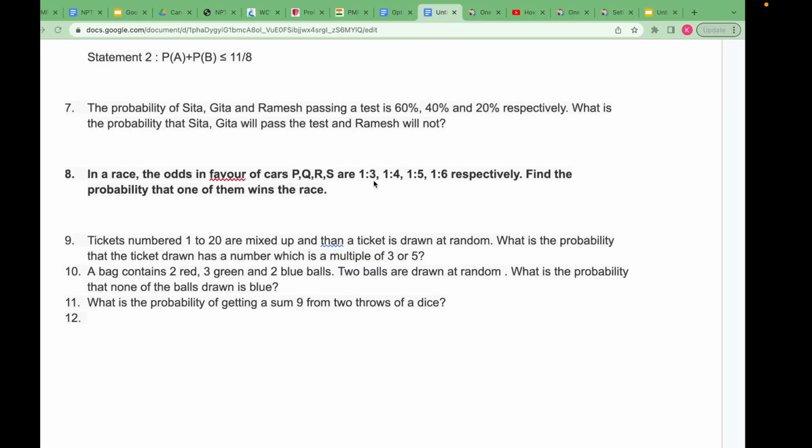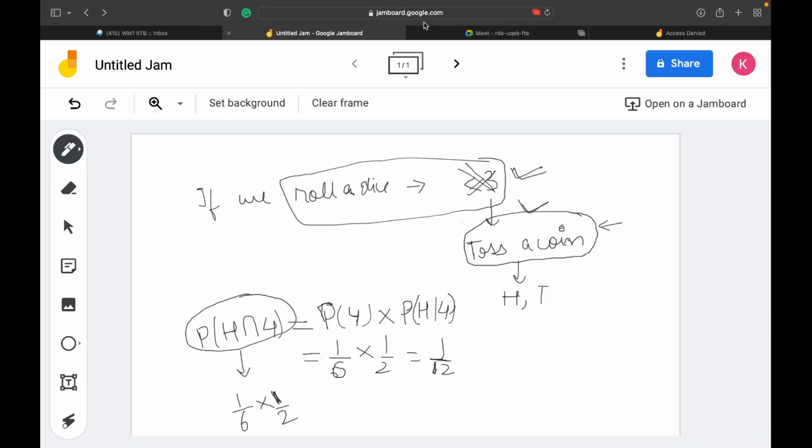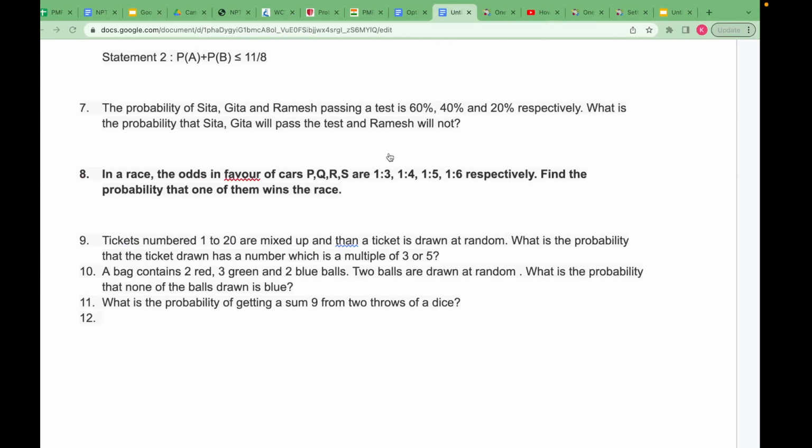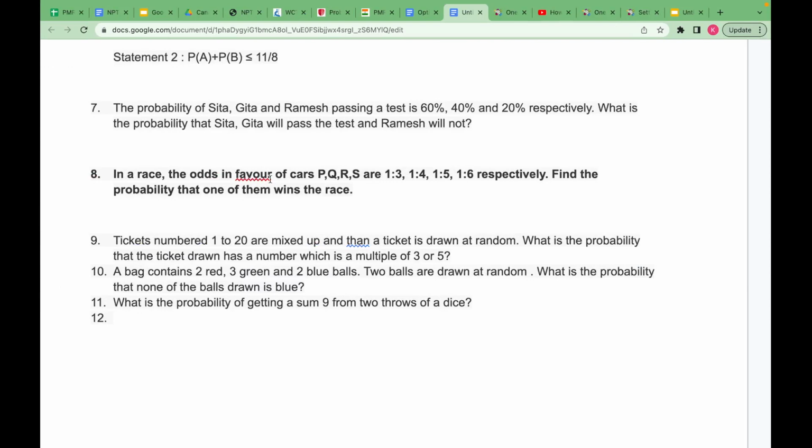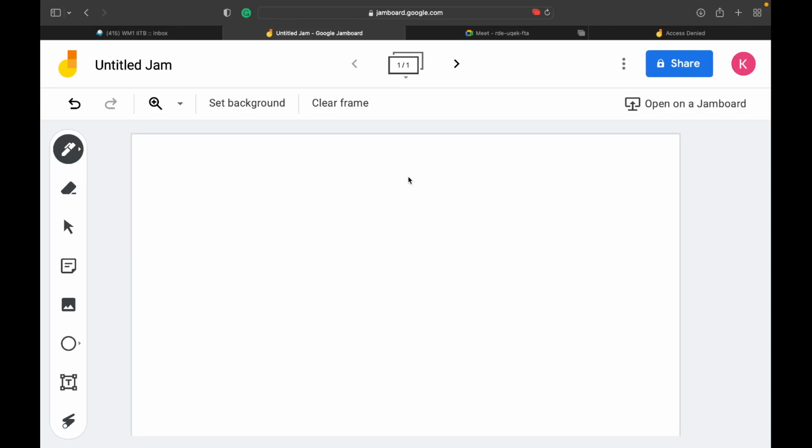So we will see that there is a little trick in this question. I'll show you. Here it is given that the odds in favor of car P is 1:3. So the probability associated with that will be 1/4. I think you all got this, that the probability that car P will win will be 1/4. This was the only trick. It will not be 1/3 because it is 1:3. So the probability will be 1/4.